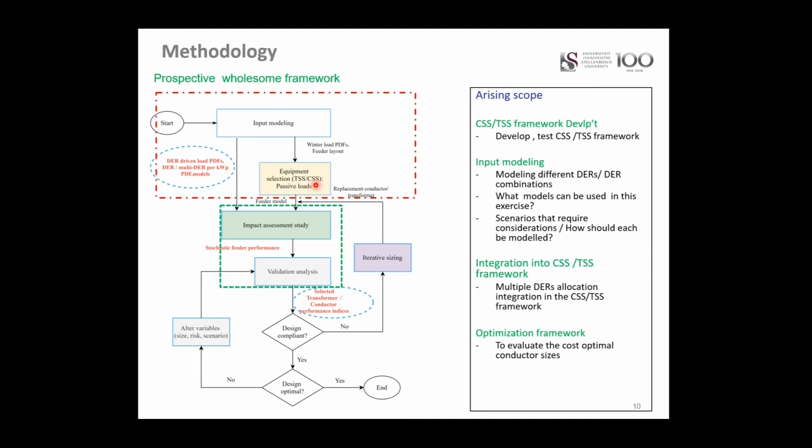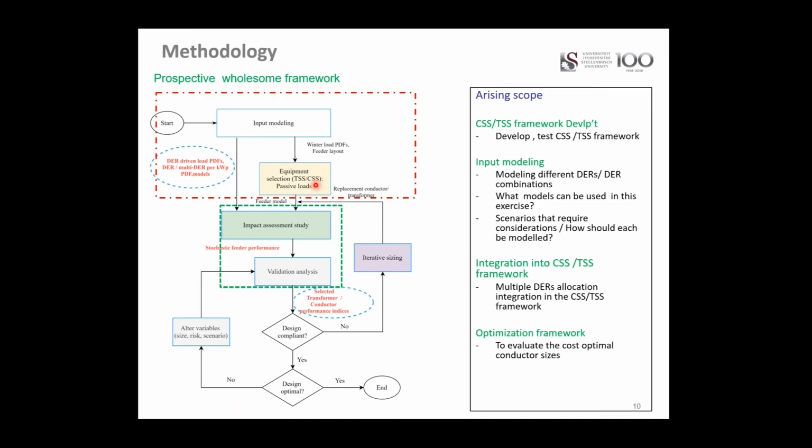So the arising scope in these is basically probably 3 or 4. One is we just need to carry out a conductor size selection, develop a framework for that. We develop and test a conductor size or transformer size selection framework. And then we have an input modeling, in which case we are going to evaluate and model different DERs and DER combinations.